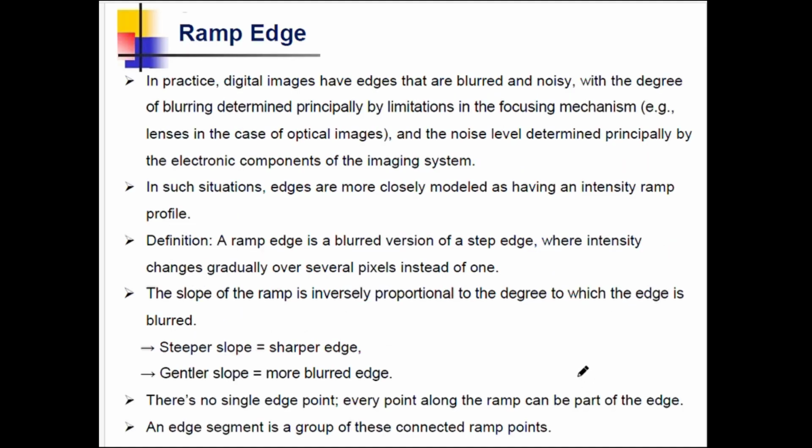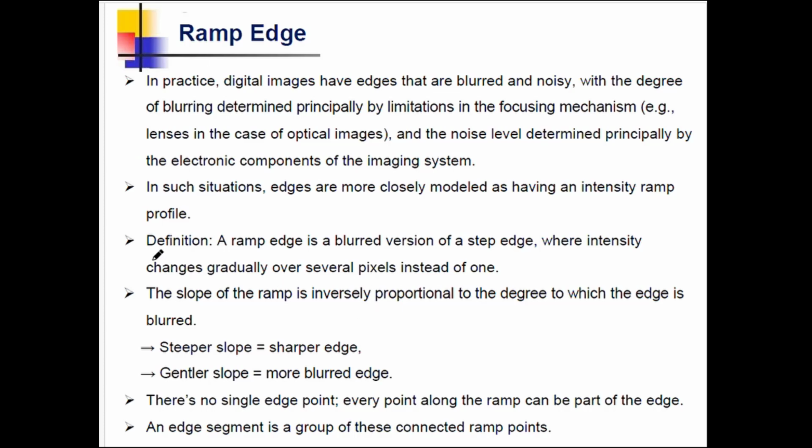So this is the ramp edge. In practice, digital images have edges that are blurred and noisy, with the degree of blurring determined principally by limitations in the focusing mechanism, for example lenses in the case of optical images, and the noise level determined principally by the electronic components of the imaging system. Anyway, you can read all these things.